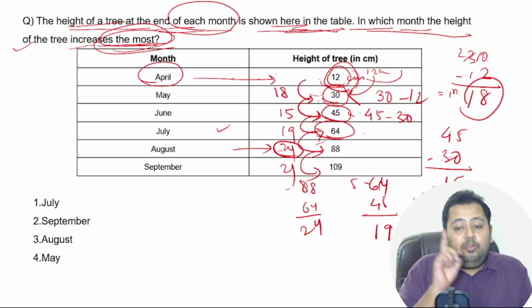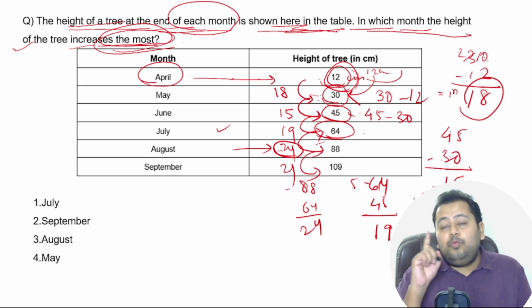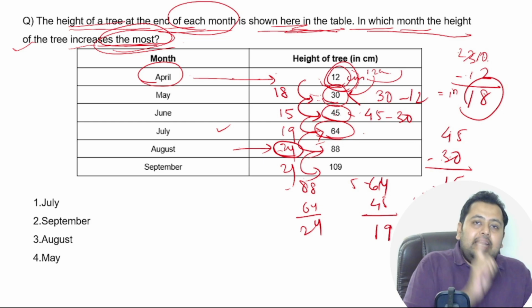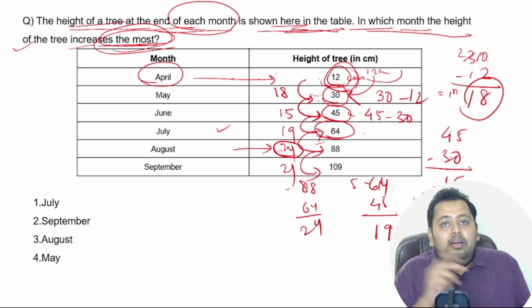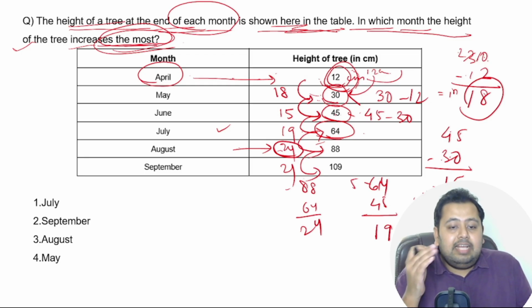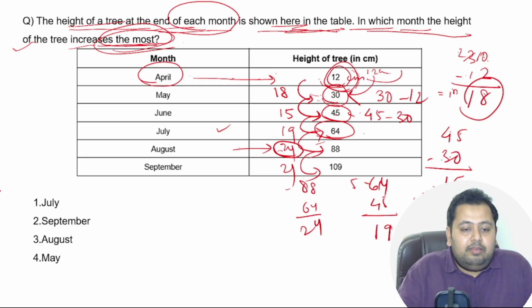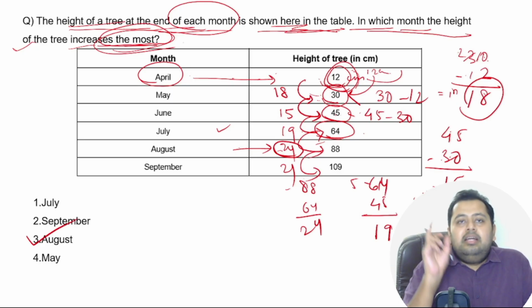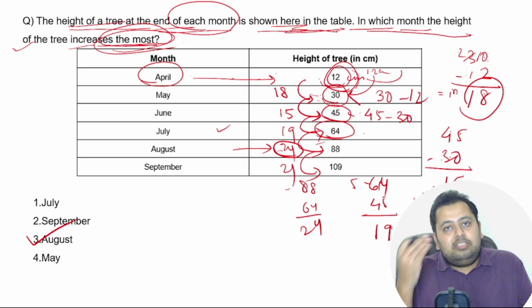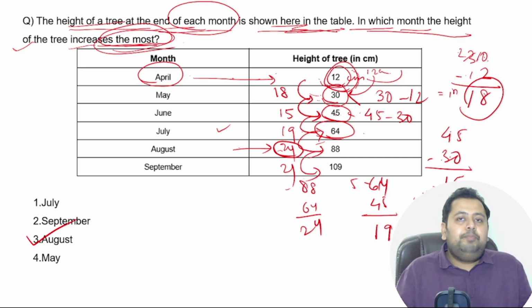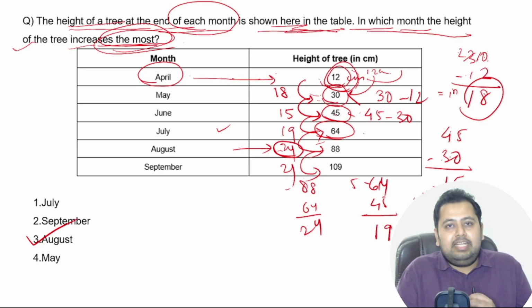the tree grew from 64 centimeter to 88 centimeter, and that would be your highest increase overall in these 6 months that have been given. So the answer is nothing but option number 3, August, right? It's just a subtraction problem. It is data interpretation as well. You read the data, understand what needs to be done. Simple. I'm sure you would have solved this question correctly.